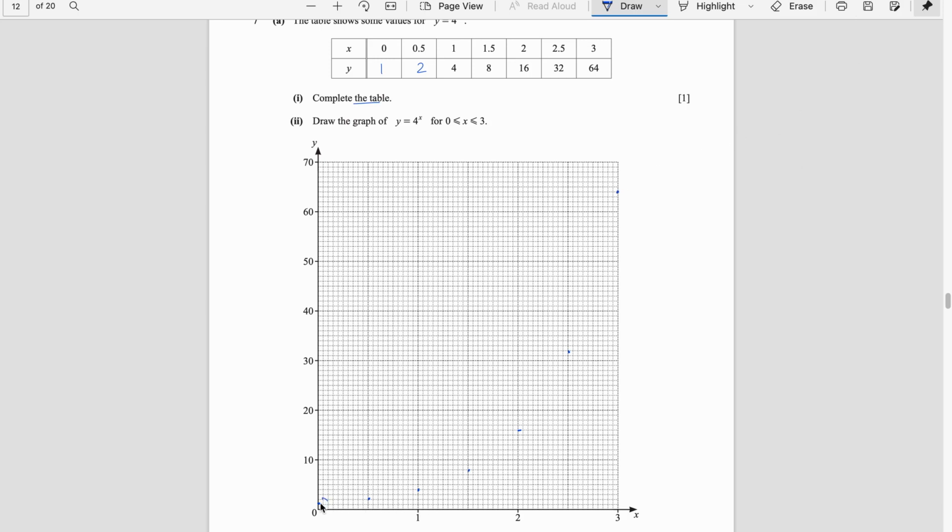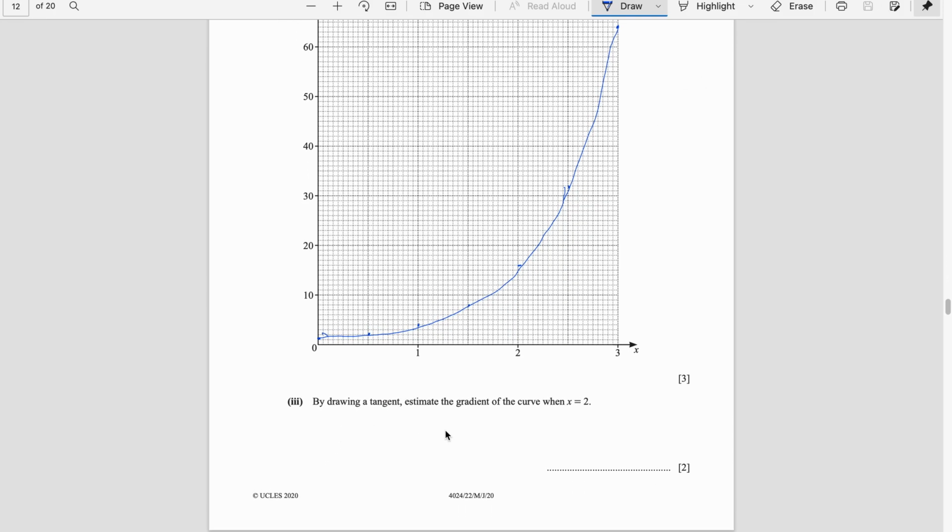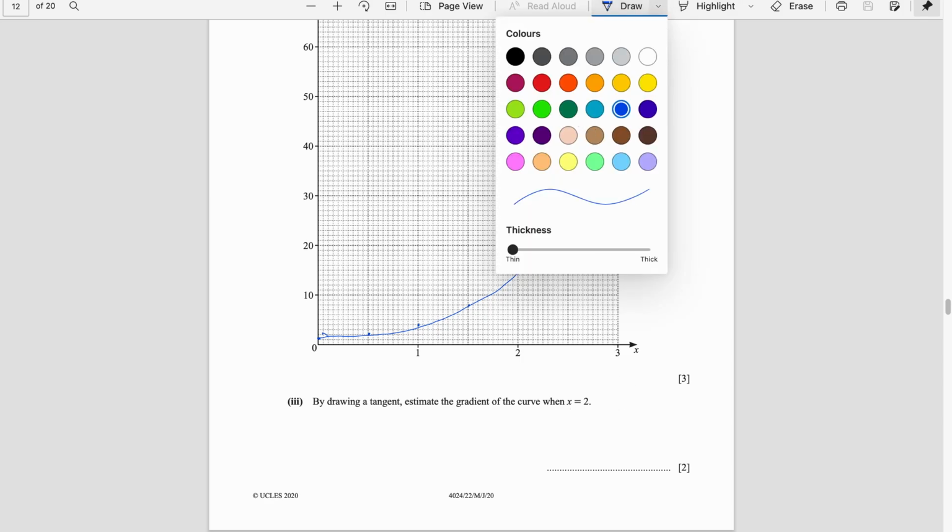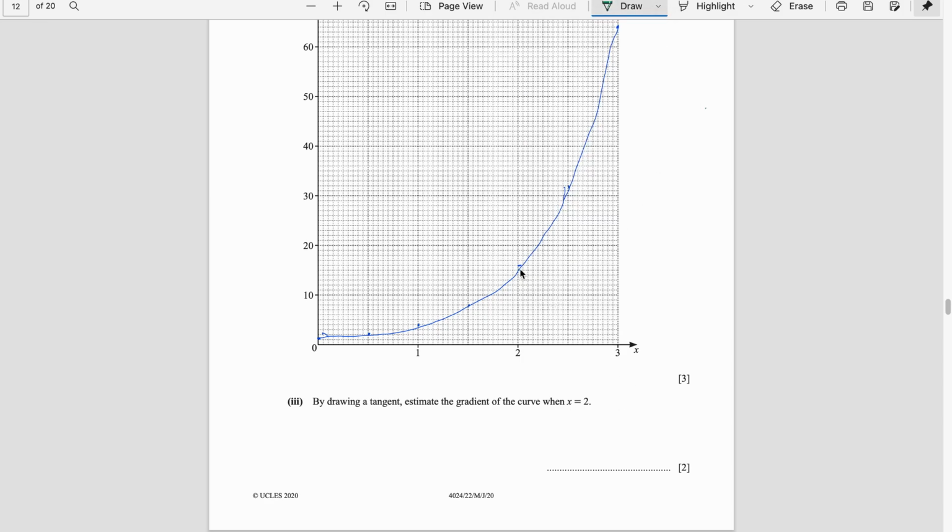Draw a smooth curve along these points. There you go. By drawing a tangent, estimate the gradient of the curve when x is equal to 2. So at x equal to 2, this is our point. We draw the tangent.